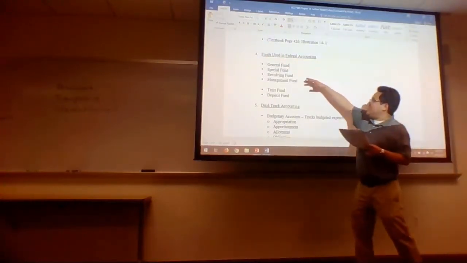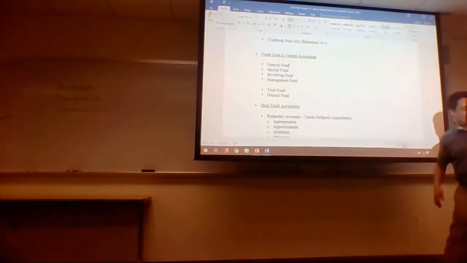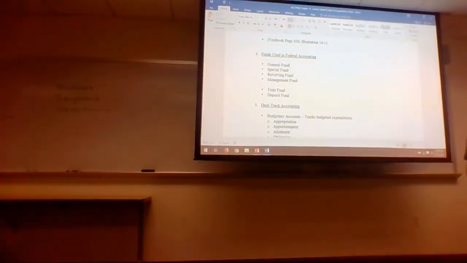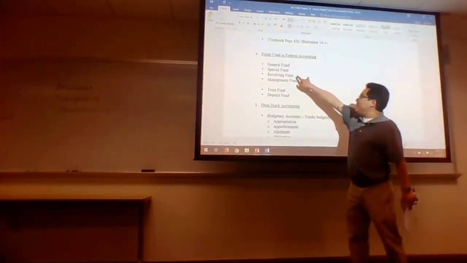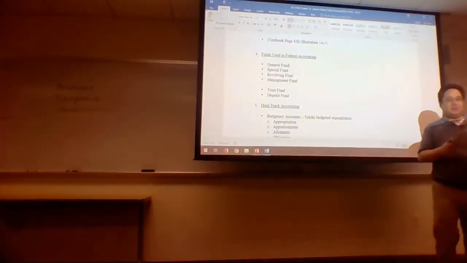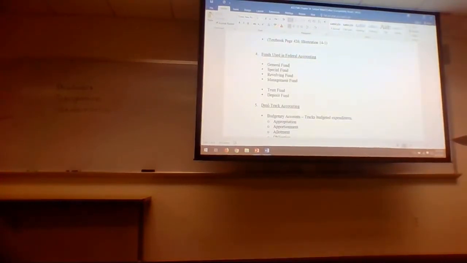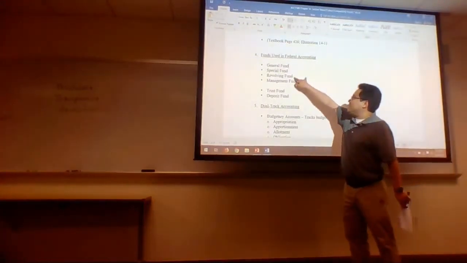Okay, so the rest of these funds have a definition that's a little bit different than what you might think. A revolving fund is like a proprietary enterprise fund. So that means when the federal government transacts with somebody outside the federal government in a reciprocal transaction for a service or good, that would be under the revolving fund. Can you think of an example of a revolving fund transaction? Basically, proprietary enterprise. What do you think?